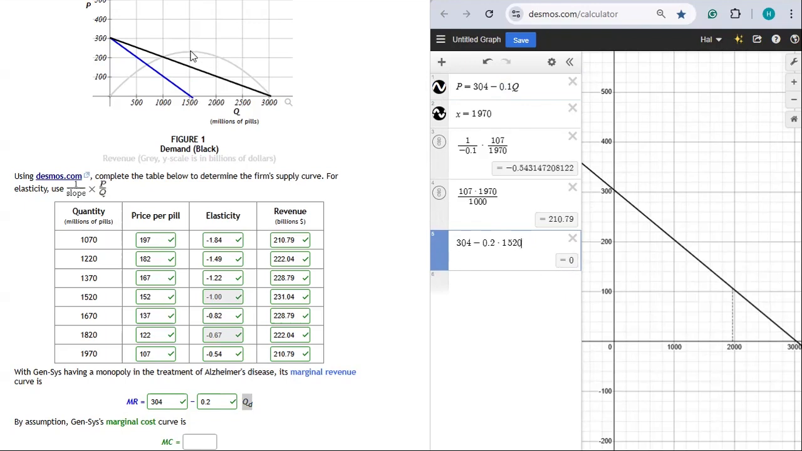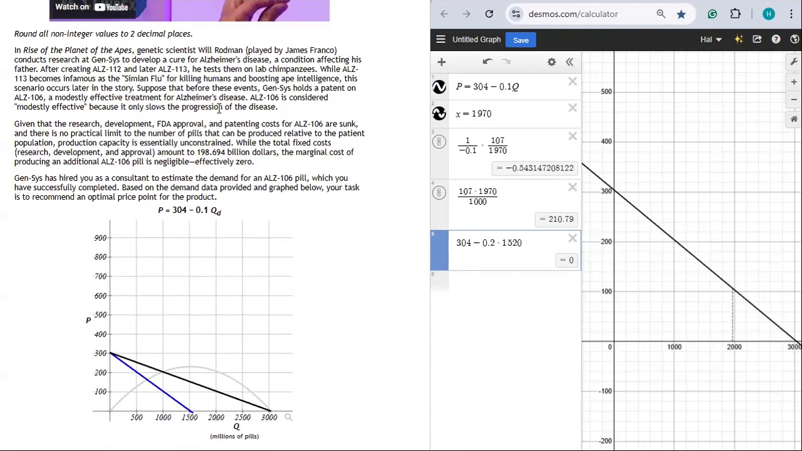This has zero slope. Remember what we said about the marginal cost up here initially. It's negligible. When the company produces a millionth pill, costs are $198.694 billion. If it produces a millionth and one pill, the cost is still $198.694 billion. Increasing from the millionth to the millionth and one pill does not change the cost of production. So marginal costs are zero here.